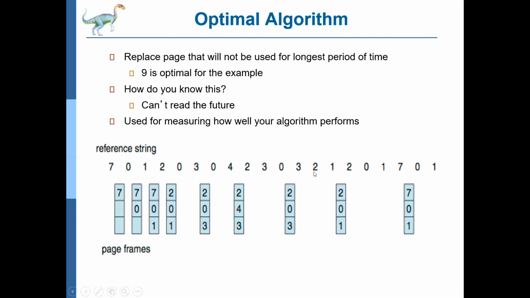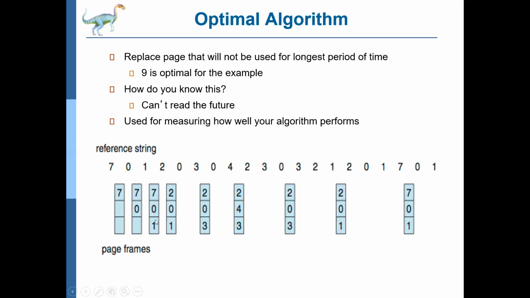Then 3, 2 are found in the frames, but page number 1 is not found, it is a page fault. So now from 1 onwards we will search for 2, 0, 3. 2, 0 are found, 3 is not there, so 3 will be replaced with 1. Similarly, 2 is found, 0 is found, 1 is found, while for 7 it is not found, it's a page fault. We search for 2, 0, 1 after 7. So after 7, 0, 1 is there, 2 is not there, therefore it will be replaced by 7.